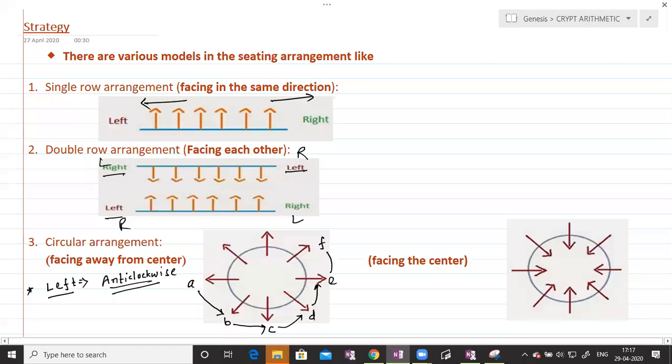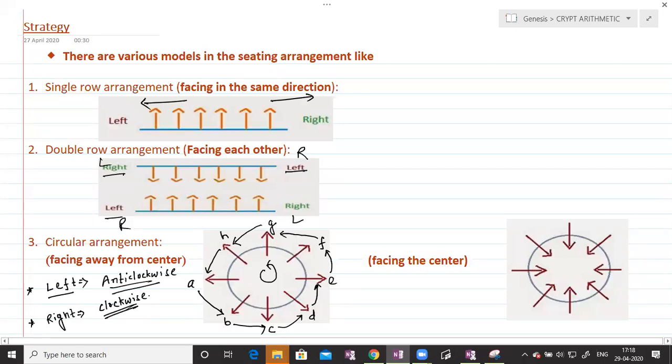F is left of E. Let's say here G. G is left of F. Let's say H. H is left of G, and A is left of H. What is happening? Anti-clockwise, isn't it? That is the left. Now, what does right mean in this case? Right means clockwise.